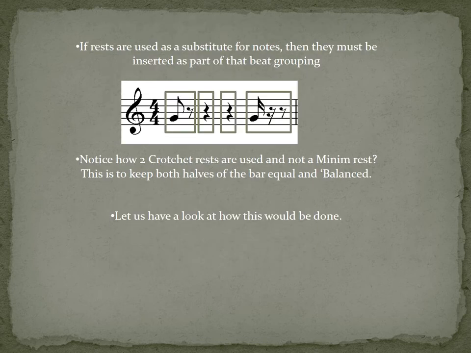It's also really important that if you're using rests to substitute for the notes to indicate the silence where there is no sound, then they must be inserted as part of that beat grouping, as you can see from the example. Do you notice how 2 crotchet rests are used and not a minim rest in the middle? That's to keep the 2 halves defined and balanced. Now let's have a look and see how we could do this.